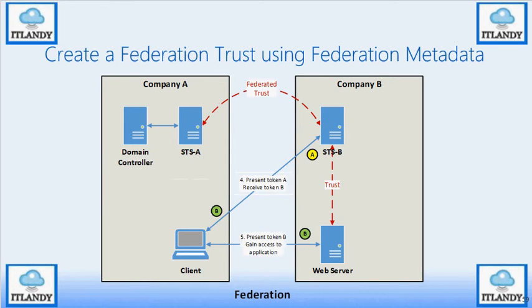Then, upon presenting token A, which is received from STS A, to STS B, the user receives token B, which is issued by STS B for the web application. Eventually, the user presents token B to the web application, which accepts and trusts the token as it's issued by its own STS. This is the journey from 1 to 5 using metadata. Again, you can go back and see how it goes from 1 to 3 and then 4 and 5 here as well.